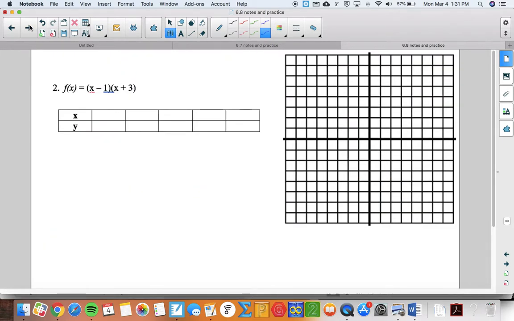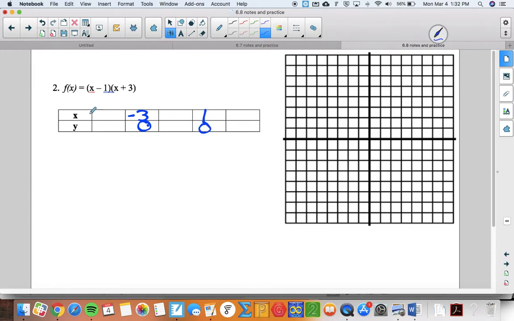So here on number 2, I can find the zeros. The zeros, what value of x makes y equal 0? 1. What other value of x makes y equal 0? Negative 3. Oops. So let's put the negative 3 over here and the 1 further on. So it's like on a number line.